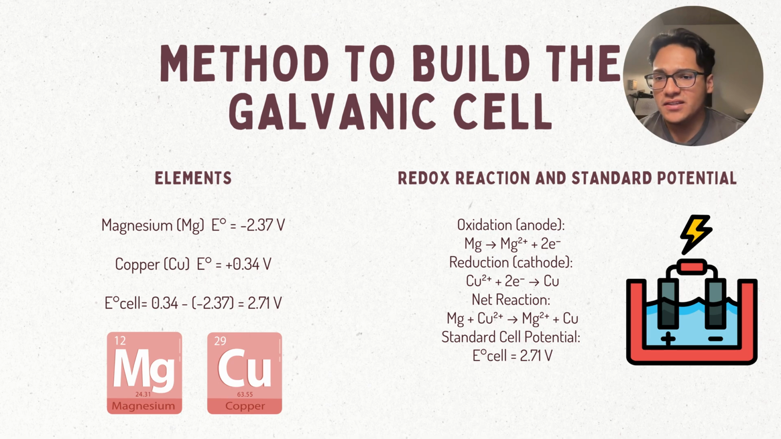On the right, you can see the redox reactions happening in each half cell. At the anode, magnesium is oxidized, so from Mg we go to Mg2+ plus 2 electrons, and at the cathode, copper ions are reduced. So we have Cu2+ plus 2 electrons goes to Cu. And then the overall reaction is Mg plus Cu2+ goes to Mg2+ plus Cu. This redox process is what powers the cell and produces electrical energy from chemical energy.